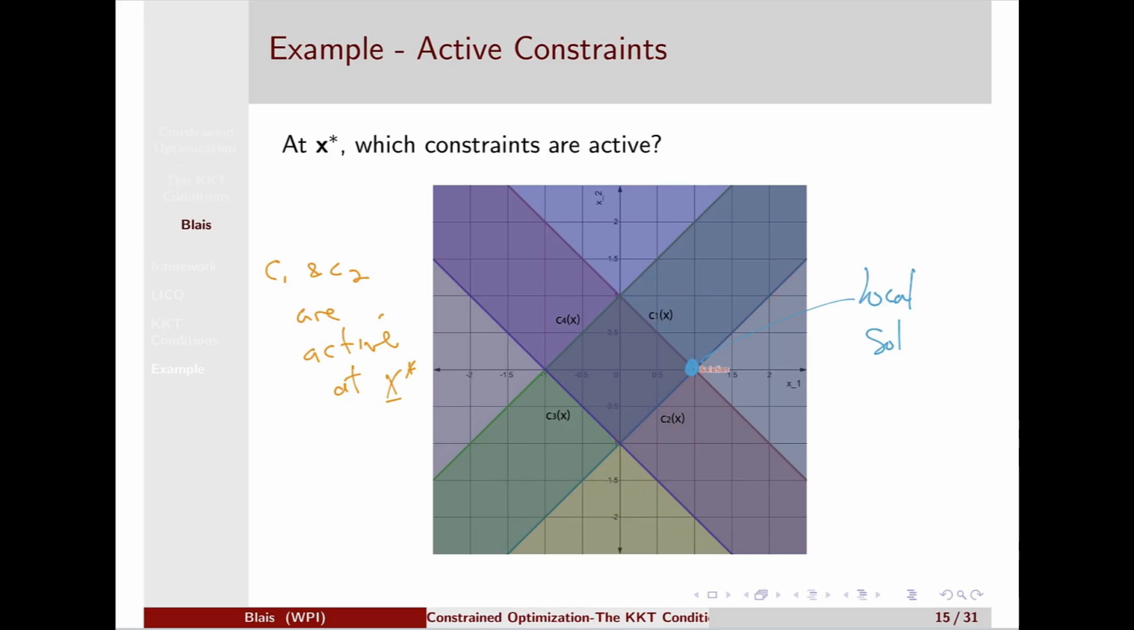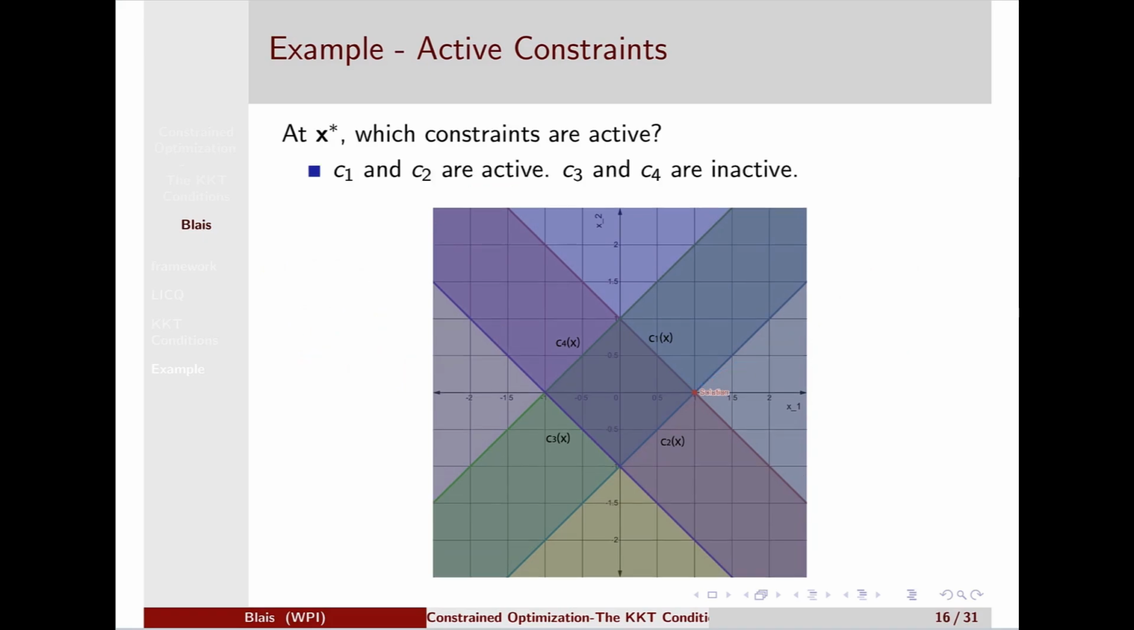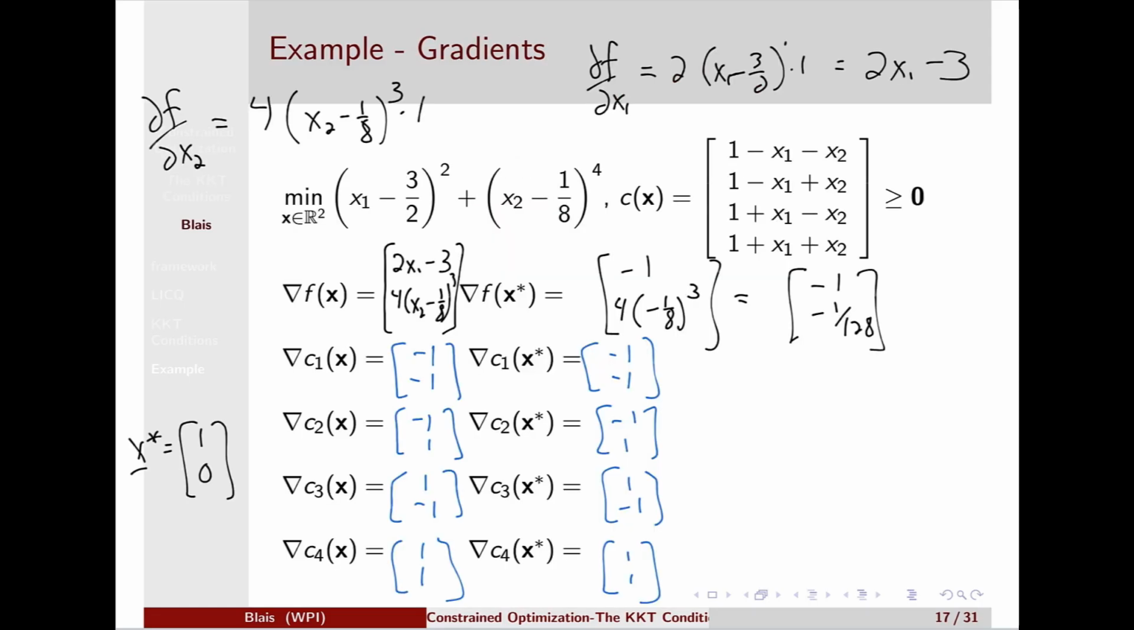We can see that constraints C3 and C4 are inactive because, while the constraints are satisfied, this point is not on the constraint boundary for those two constraints. So because C1 and C2 are active and C3 and C4 are inactive, we can garner some information about the Lagrange multipliers. Before we do that, let's start to set up our problem. The first thing we need to do is get all of our gradients in order, because we need all of our gradients for the gradient of the Lagrangian, the first of the KKT conditions.